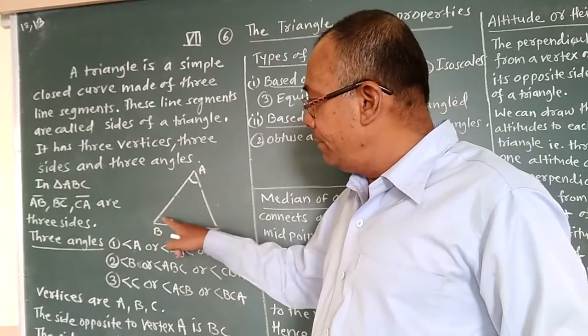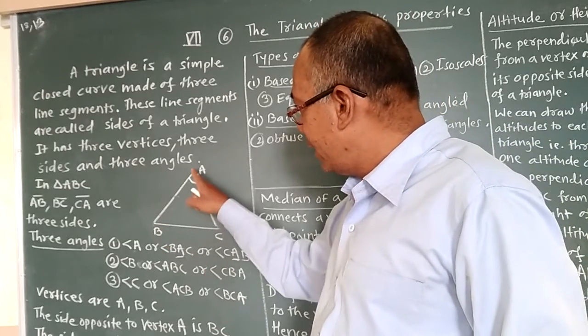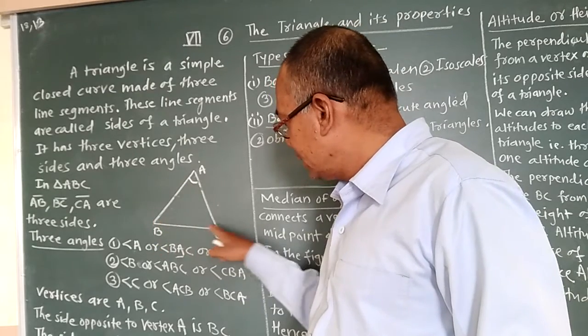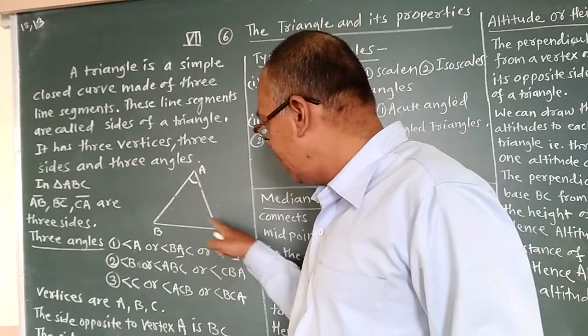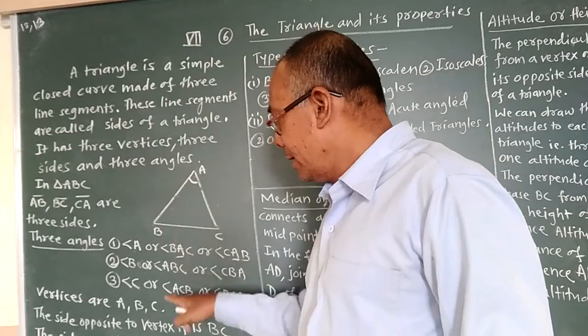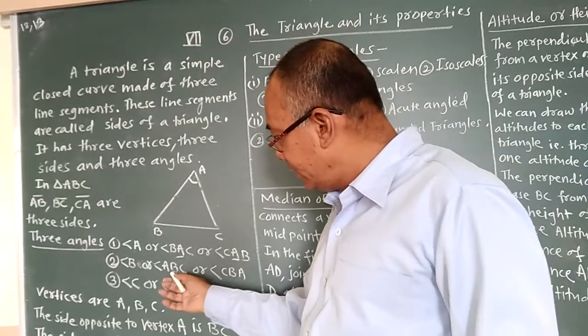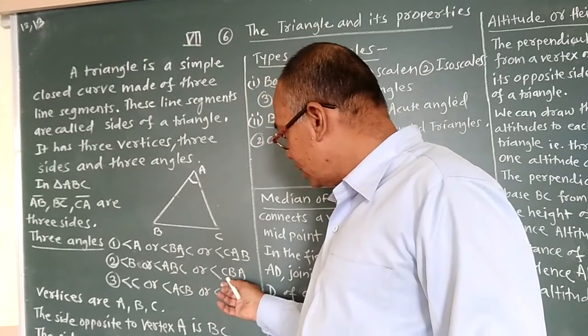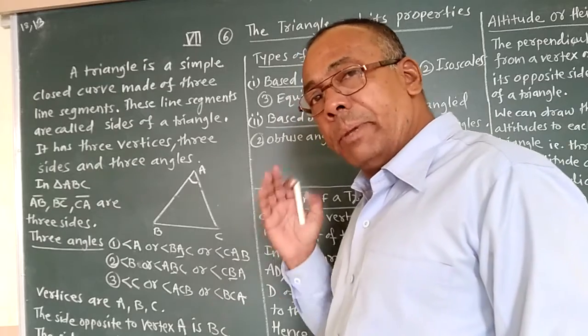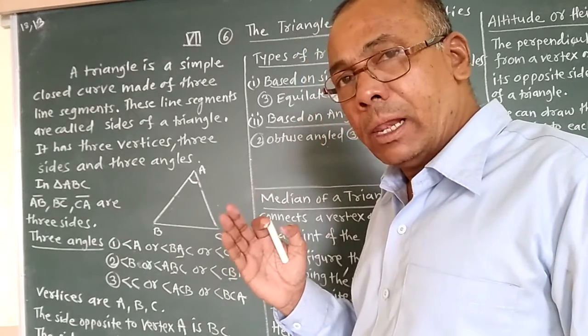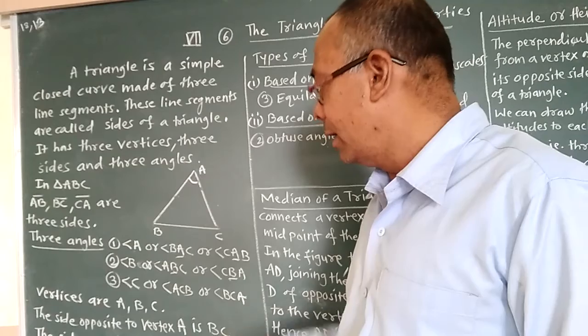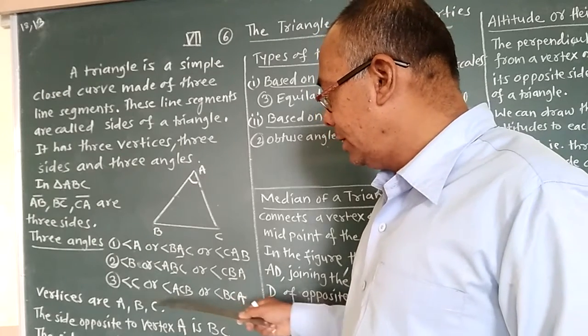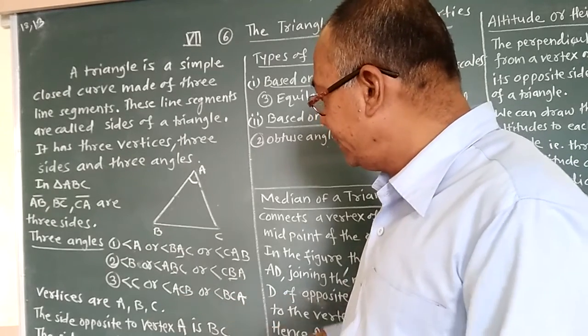Similarly, angle B can be represented as angle ABC or angle CBA. Here the middle letter is B. So the middle letter is the angle. It represents the angle. Similarly, angle C or angle ACB.